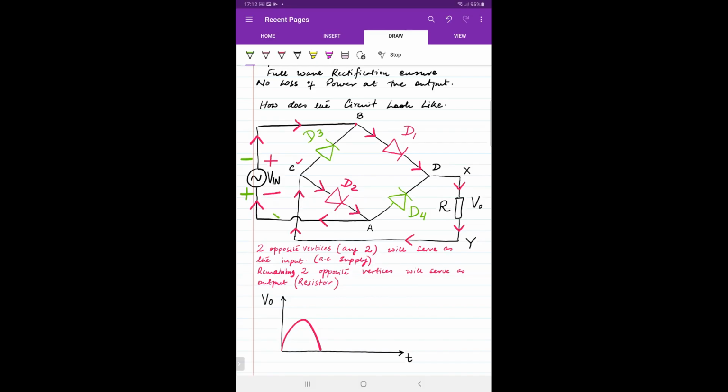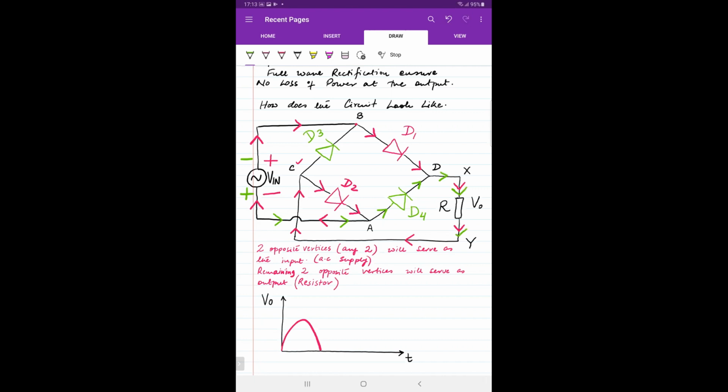So from the positive terminal, current begins to flow. It will get a little untidy for obvious reasons. And this current will flow and come to A. Then from A, current flows through D4 because this is forward biased, and the current reaches the point D. Then from D, the current exits and flows through the output resistor.